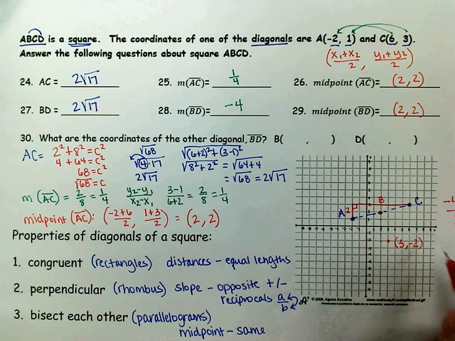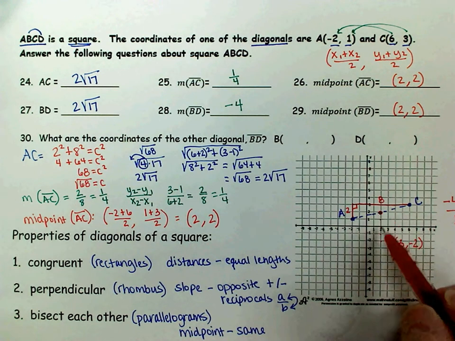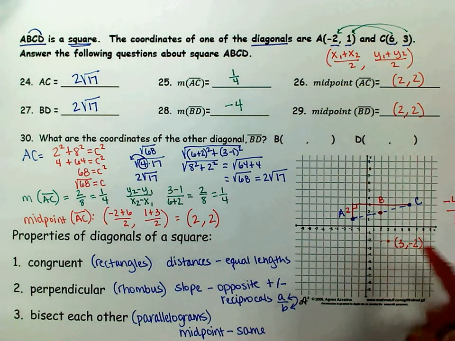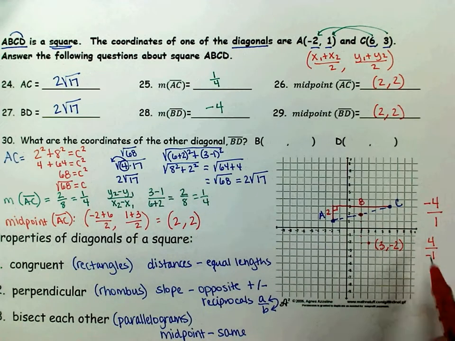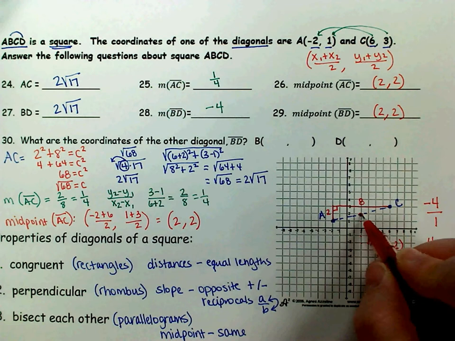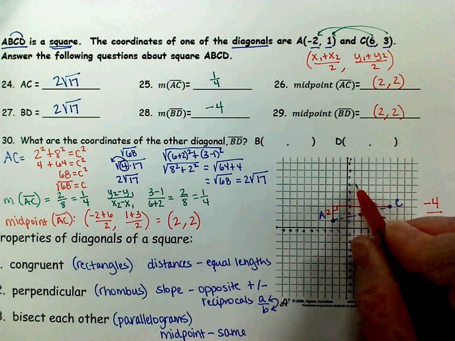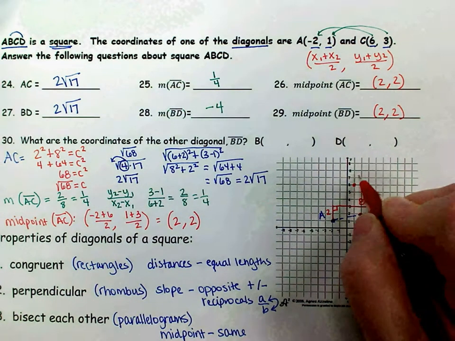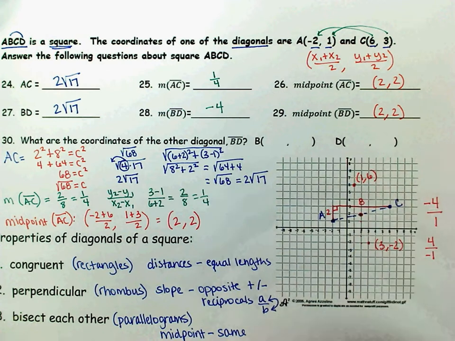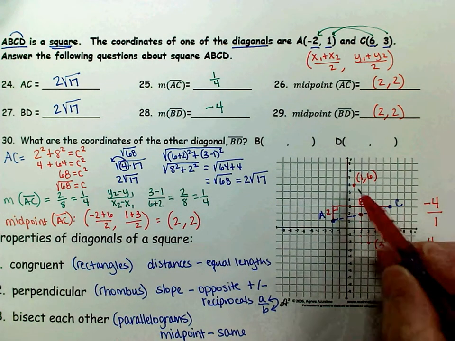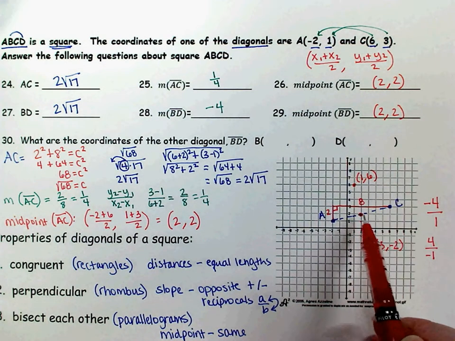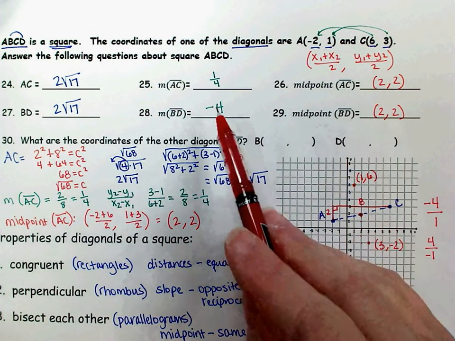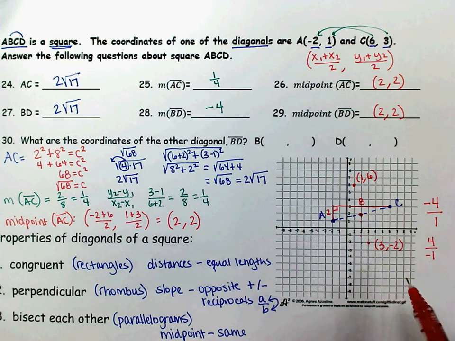Now I can also do the opposite. Instead of going down 4 and right 1, I can go up 4 and left 1. That is also a negative 4. So from (2, 2), I could go up 4 and left 1. And the coordinates of that point are (1, 6). So these are potentially my coordinates of B and D. They satisfy the fact that they have the same midpoint, and they also satisfy the slope that I needed to have, which is negative 4.